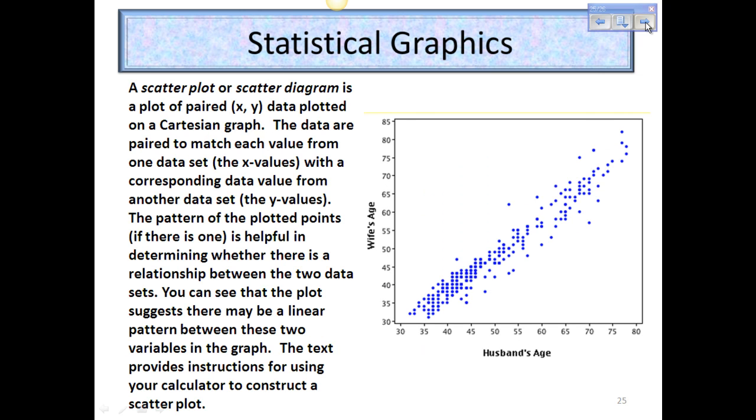A scatter plot, sometimes called a scatter diagram, is a plot of paired XY data values plotted on a Cartesian graph. The data are paired to match each value from one data set, which we label X values, with a corresponding data value from another data set, which we call the Y values. The pattern of the plotted points, if there is one, is helpful in determining whether there is a relationship between the two data sets. You can see that the plot suggests there may be a linear pattern between these two variables in the graph.